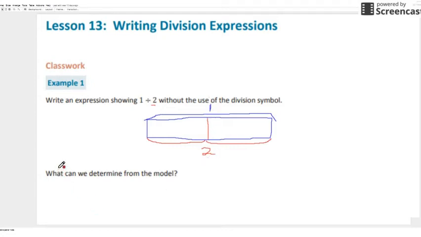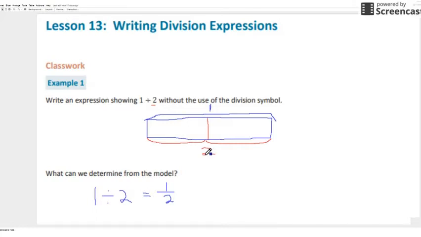Well, what can be determined by this model? It equals 1 divided by 2, but this is also the same as if we write it as a fraction. 1 divided by 2 is simply 1/2. Broken up into 2 equal parts, that's 1 part of the 2. It's another way of saying it, and that's 1/2.